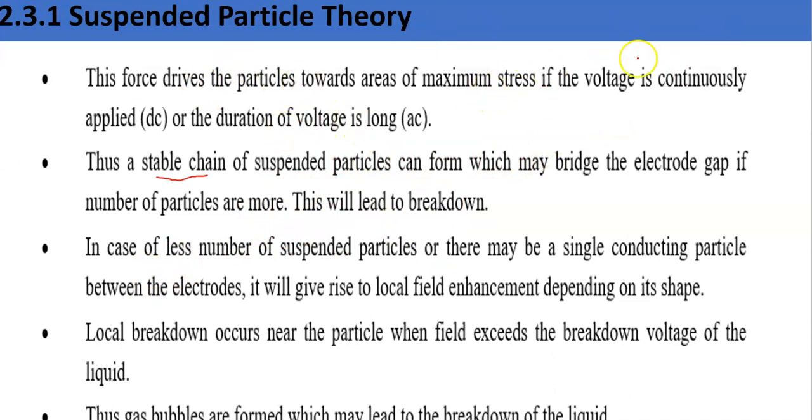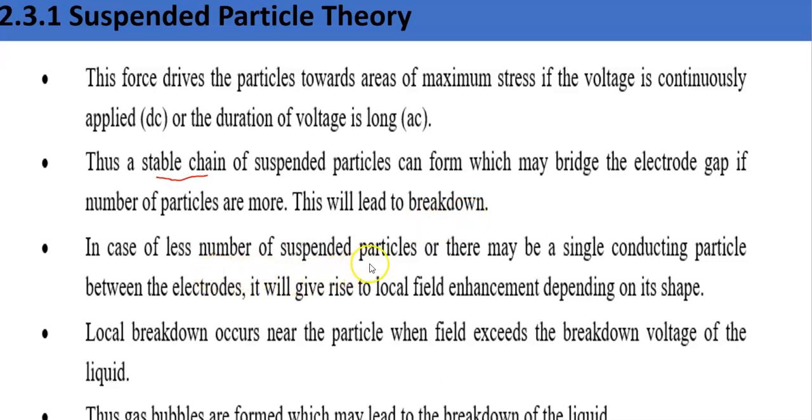So see, a stable chain of suspended particles can form which may bridge the electrode gap. If the number of particles is more, and a stable chain of suspended particles is formed and bridges the electrode gap, from one electrode to the other, then it will lead to breakdown. Why will it lead to breakdown? Because weak materials are there in the high stressed, high electric field intensity.